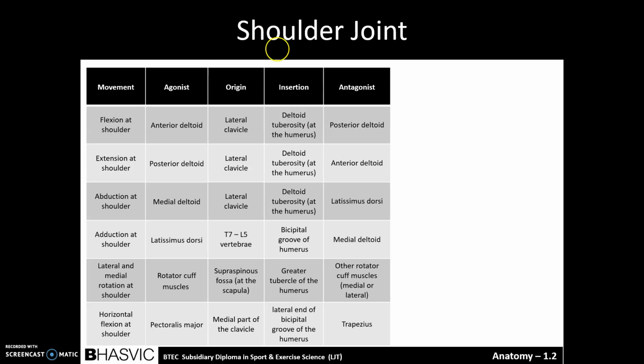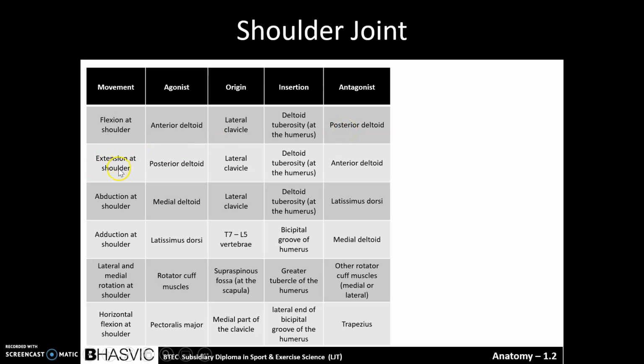So first, we're looking at the shoulder joint. So the movement, flexion of the shoulder joint. The agonist of this would be the anterior deltoid, and the origin of the anterior deltoid is the lateral clavicle, and the insertion of the anterior deltoid would be the deltoid tuberosity, which is found at the humerus, and the antagonist of this movement would be the posterior deltoid.